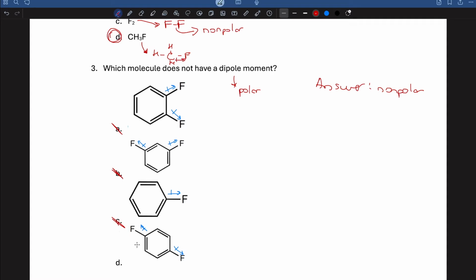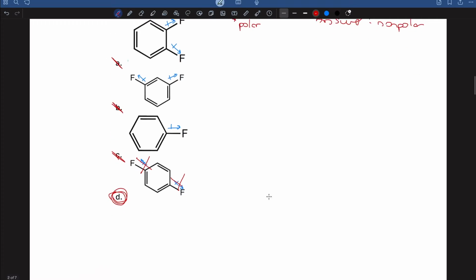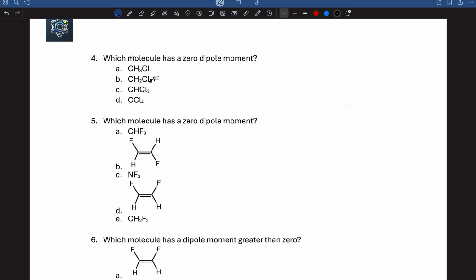However, these fluorines, look at them. The arrows point directly on opposite sides, right? They're canceling each other out. And so it's almost like this molecule does not have any polar bonds. And so this molecule definitely does not have a dipole moment, right? It's definitely nonpolar. The next problem, which molecule has a zero dipole moment?